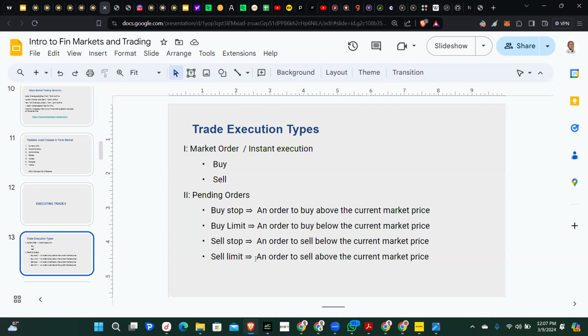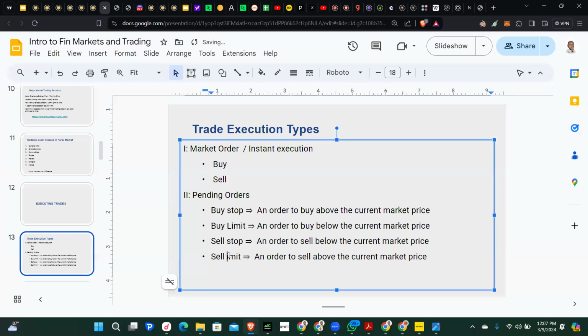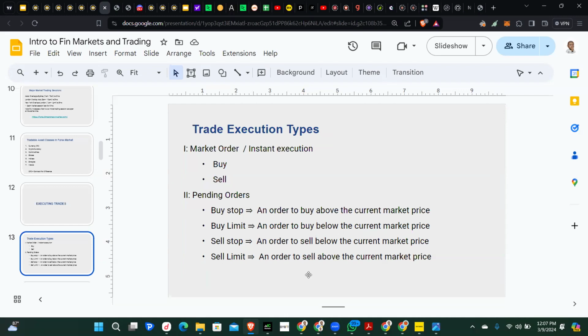Now, for me, in practice, over the years, I've been using more of buy limit and sell limit, because if I want to buy, I want to buy at a discount. So I want to buy at a price below the current market price. If I want to sell, I want to sell at a premium. That means I want to sell at a price above the current market price. So maybe in practice, you might just be using buy limit and sell limit.